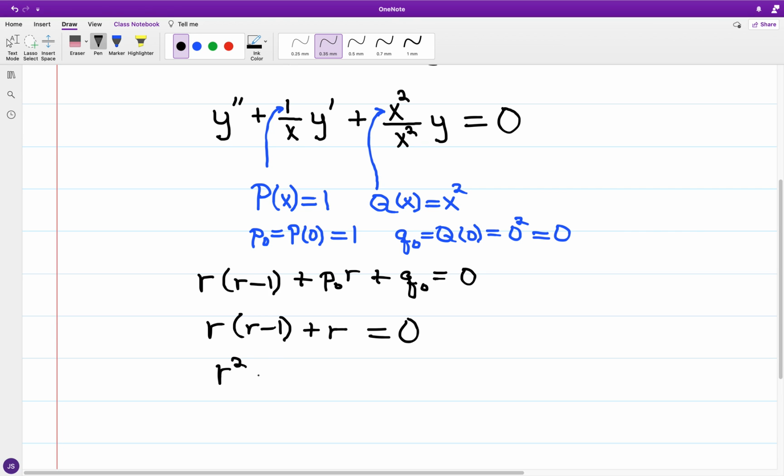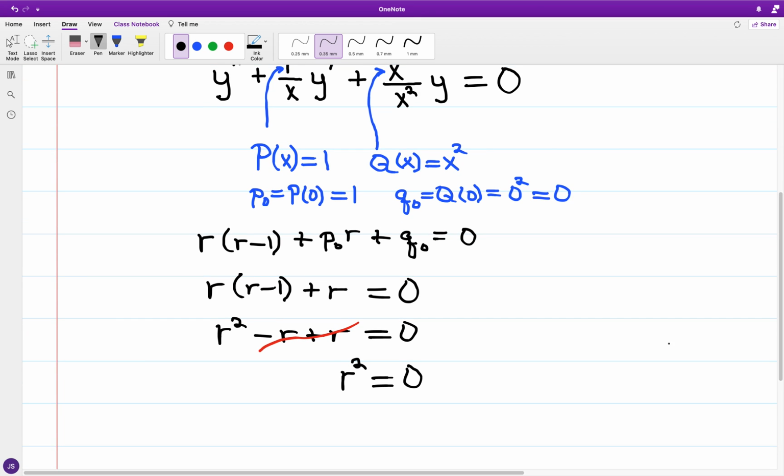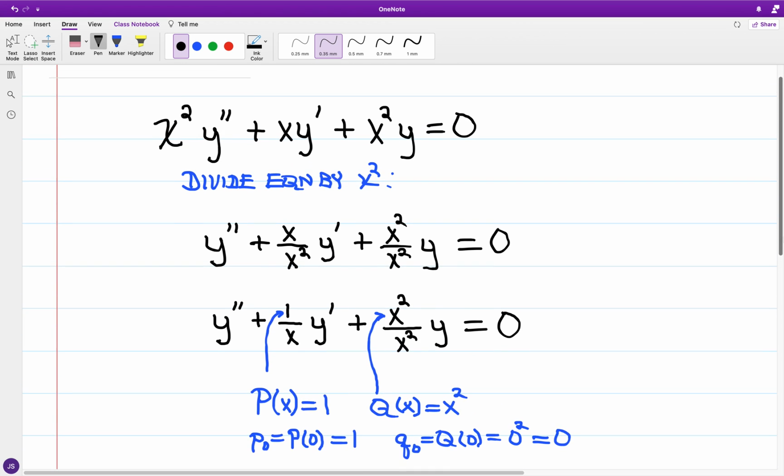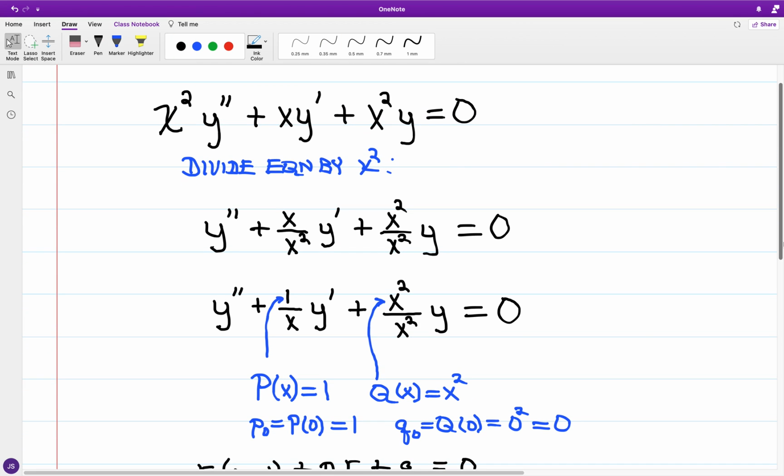So now I have r squared minus r plus r, which will go out. So we have r squared is equal to 0. So we have a repeating root with r. Our r of 1 in this case is equal to 0, and that is from taking this equation and applying the method of Frobenius.